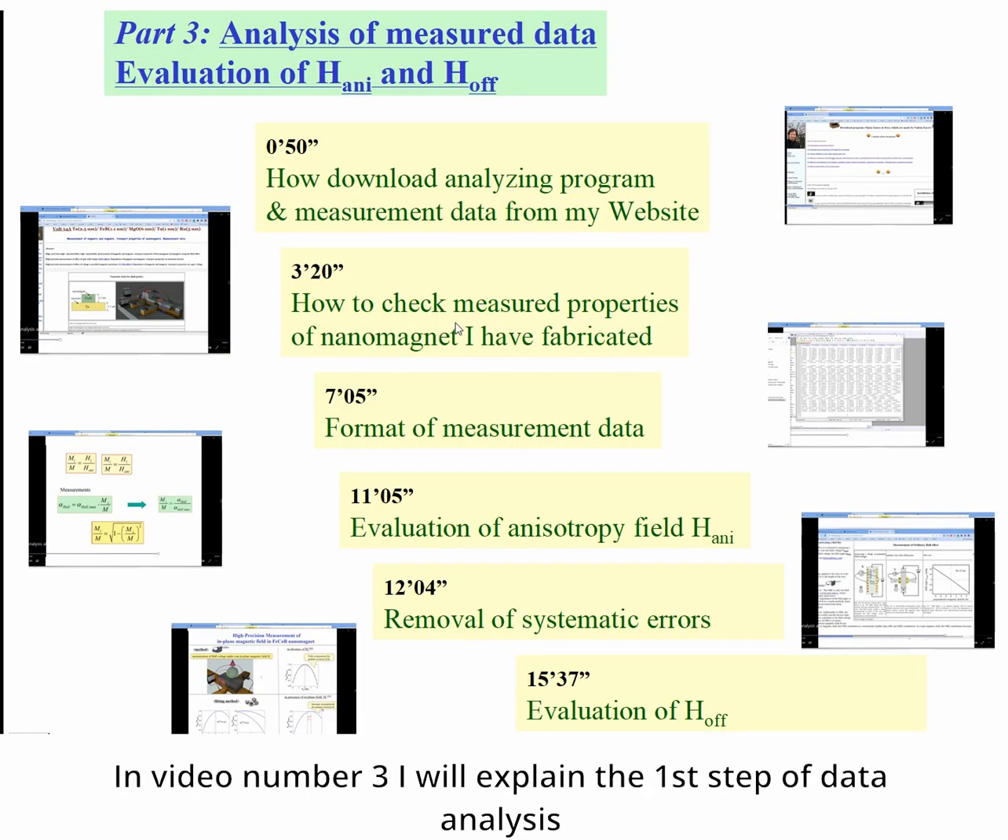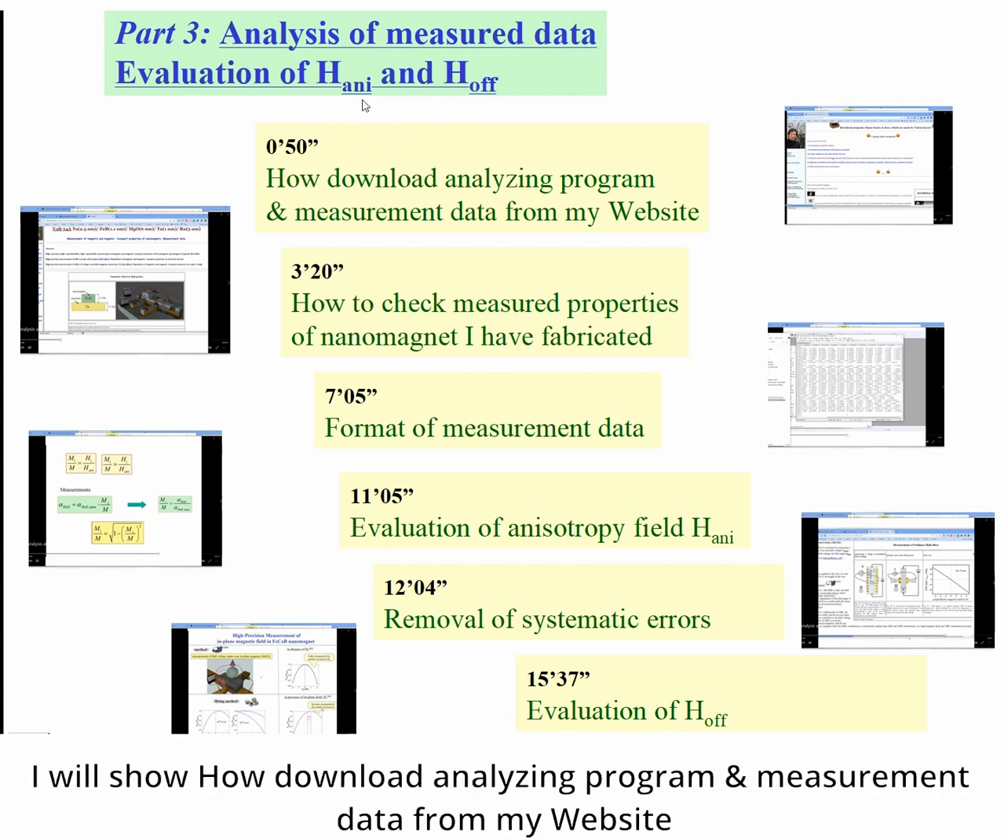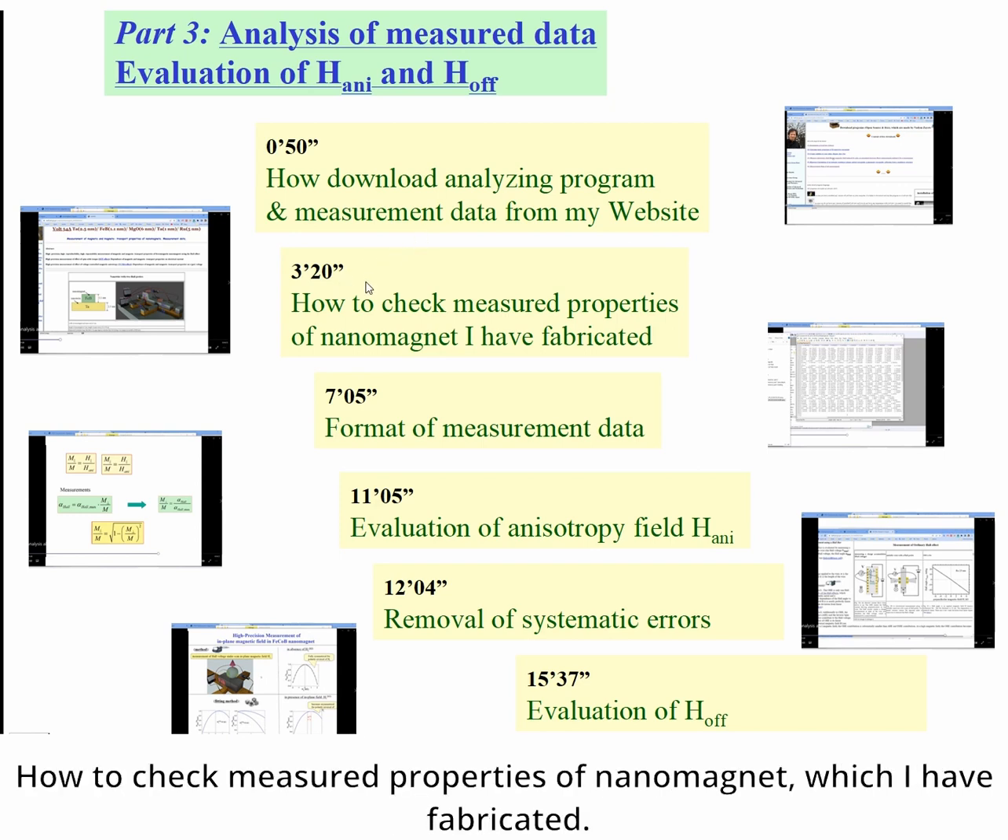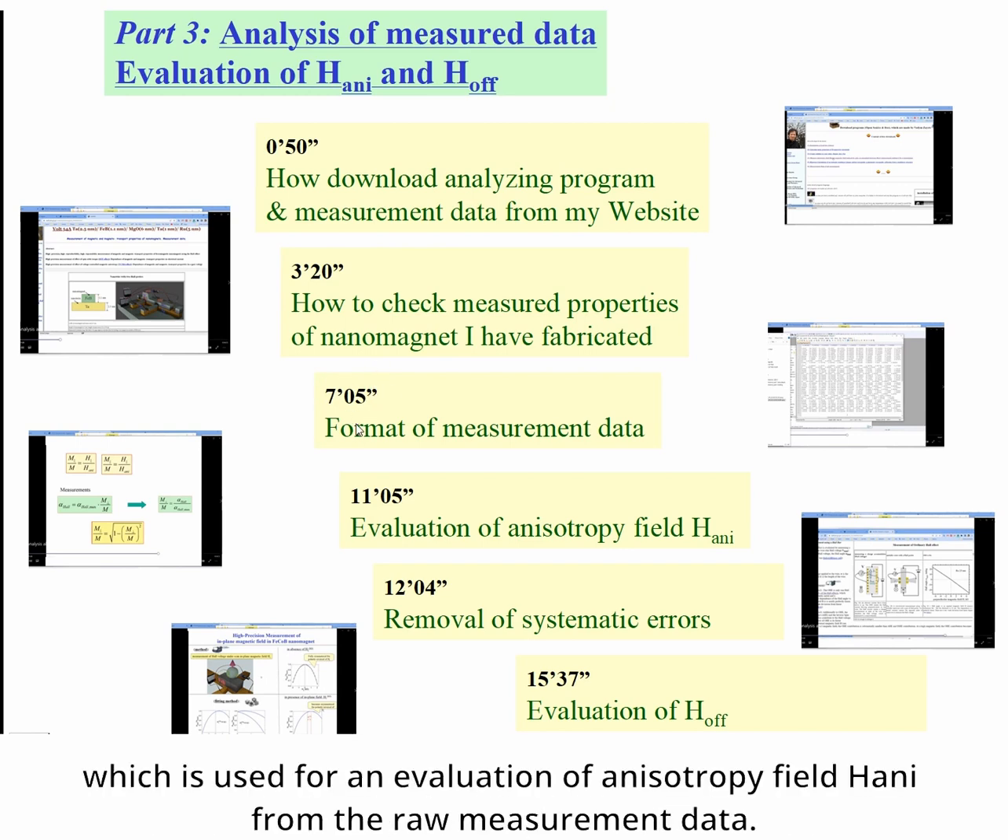In video number 3, I will explain the first step of data analysis of how to evaluate the anisotropy field and offset field from raw measurement data. I will show how to download and analyze program and measurement data from my website, how to check measured properties of nanomagnet, which I already have fabricated. I will explain about format of measurement data. Next, I will explain mass, which is used for evaluation of anisotropy field from the raw measurement data.